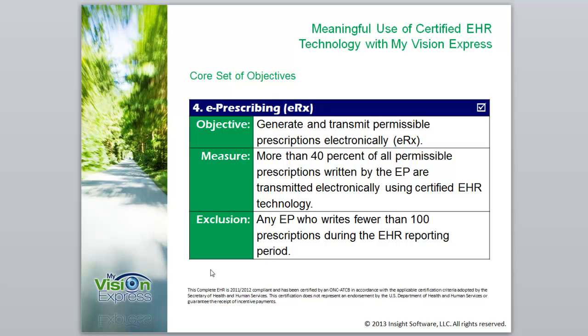The next objective is ePrescribing. So the objective is to generate and transmit permissible prescriptions electronically. The measurement is more than 40% of all permissible prescriptions written by the EP are transmitted electronically using certified EHR technology. The exclusion of fewer than 100 prescriptions during the reporting period does apply. So once again, if you have about 90 prescriptions that you wrote in this reporting period, then this exclusion does apply. But if you surpass that 100 prescription, then you would need to keep in mind that you need 40% of those prescriptions entered through ePrescribe.